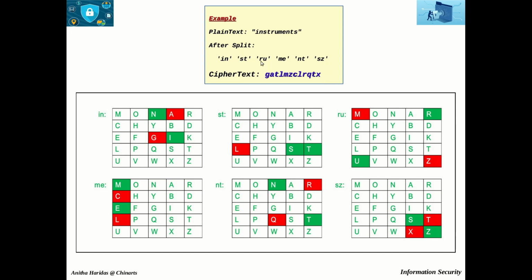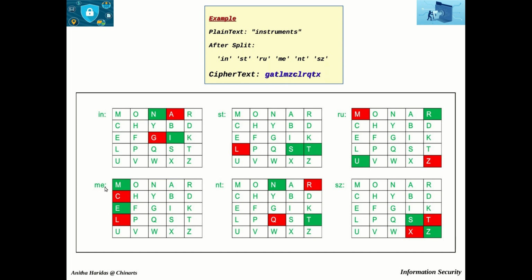The next digram is RU. Again, R and U are in different rows and different columns. So we form a rectangle here. So the opposite of R is M, and the opposite of U is Z, the horizontal opposite. So we will have MZ.